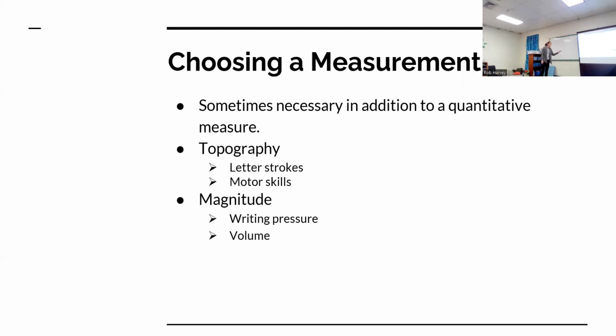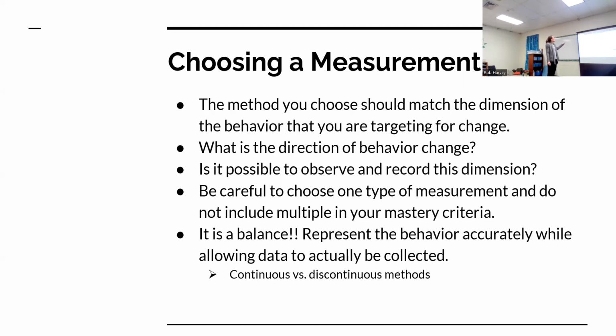And magnitude, same thing. Writing pressure, volume, this comes up a lot. This is a tough one. We might need a kid to respond in class or respond to peers, but they might be responding in a whisper, and that's not relevant. Because it's not just a matter of how often, it's a matter of magnitude, how loud they're talking. So the method you choose should match the dimension of behavior that you're targeting for change, right?